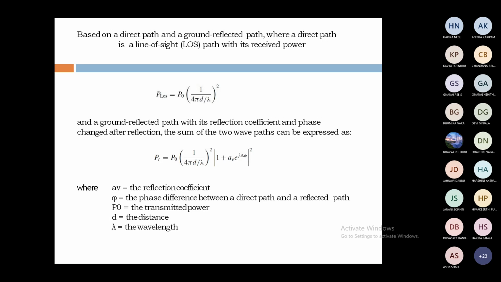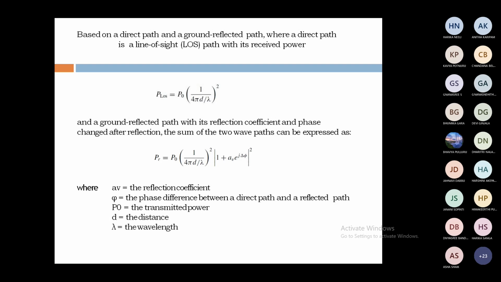Nothing but this is only the line of sight path. What is the P naught here? P naught is the transmitted power, and d is nothing but the distance between transmitter and receiver, and lambda is the wavelength of the signal.